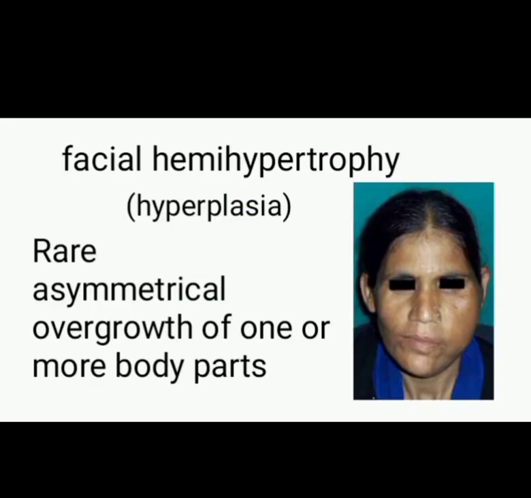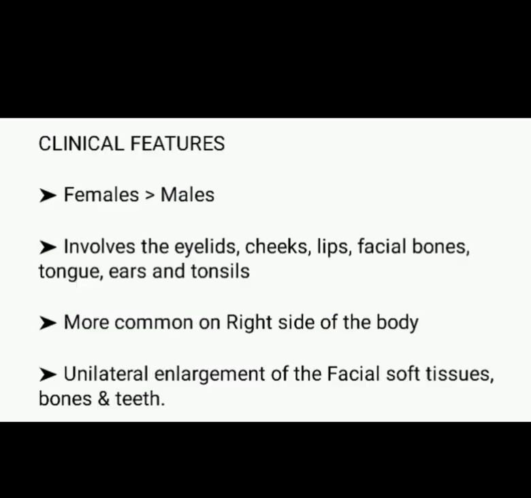Next topic is facial hemihypertrophy. It is also known as hyperplasia. It is rare, asymmetrical overgrowth of one or more body parts. So what are the clinical features? Females are more prone than males, involve the eyelid, cheeks, lips, facial bones, tongue, ears and tonsils. It is more common on right side of the body.